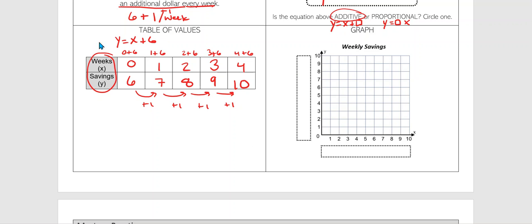So now we want to graph. We can pull our labels from the table here. Weeks goes with x, so we're going to fill that in here. Savings goes with y. I can't write that sideways, we're just going to go up and down. And now we're going to plot the points. Our first point right here is 0, 6. So 0, no left or right movement, and then up 6. Then our next point is over 1, up 7. Our next point is over 2, up 8. Our next point is 3, 9. And the next point that fits is 4, 10. So that's the other way we can graph. We can pull the numbers out of the table and plot the points that way.